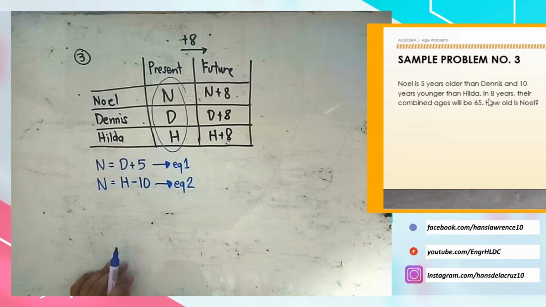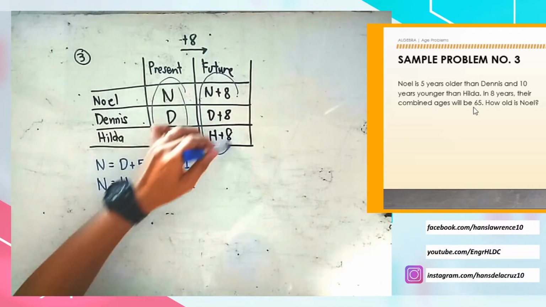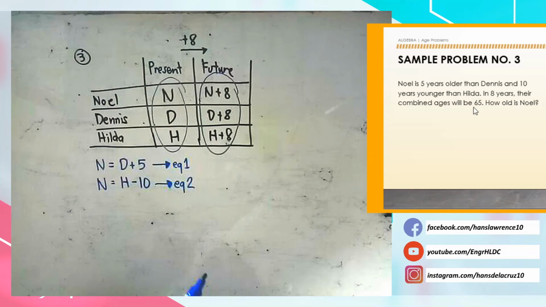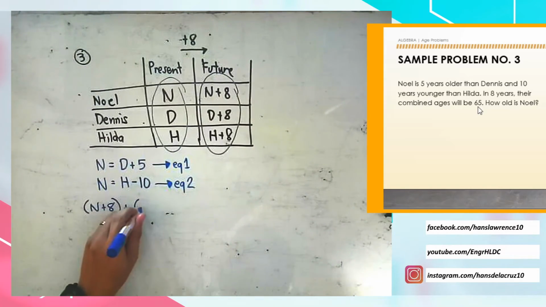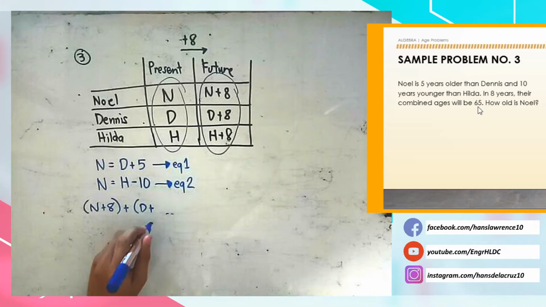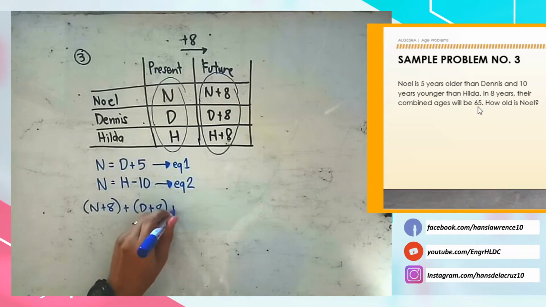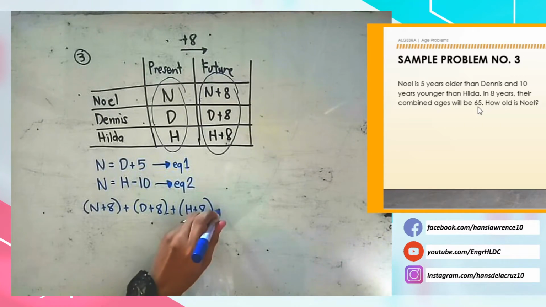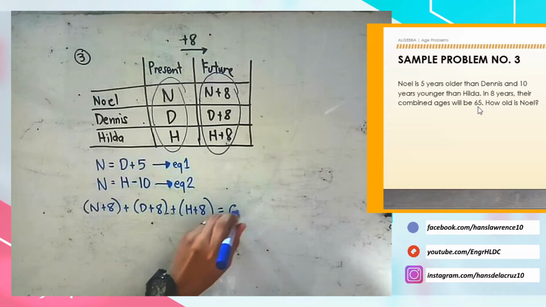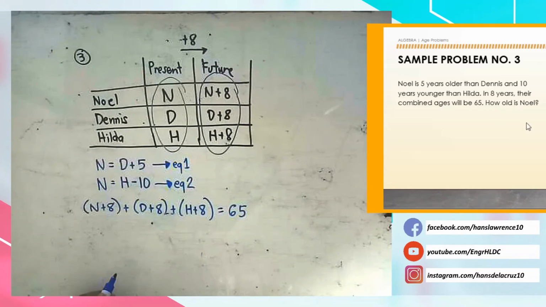So the last equation, where do we get it? The last statement says, in 8 years, their combined age will be 65. Where is the in 8 years, class? This is the future. So in the future, their combined age is 65. Therefore, N plus 8, plus Dennis' age in 8 years, D plus 8, plus Hilda's age in 8 years, H plus 8, equals 65. So, the question is, how old is Noel?